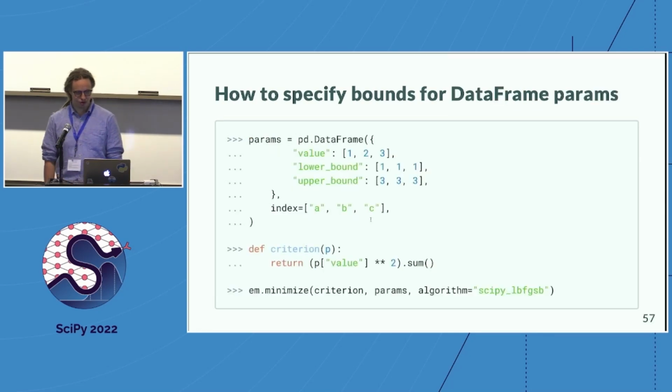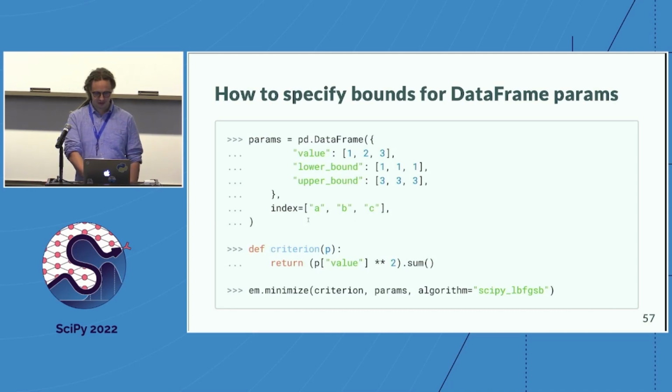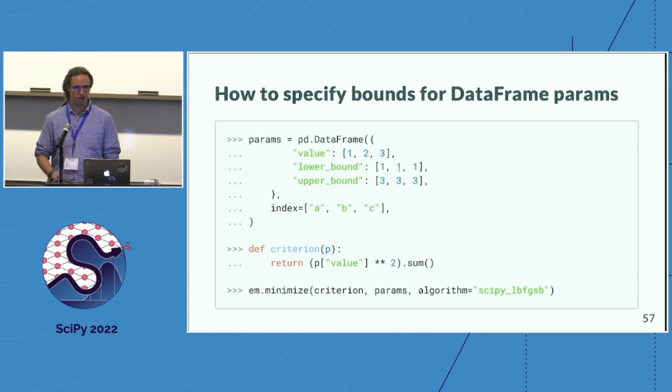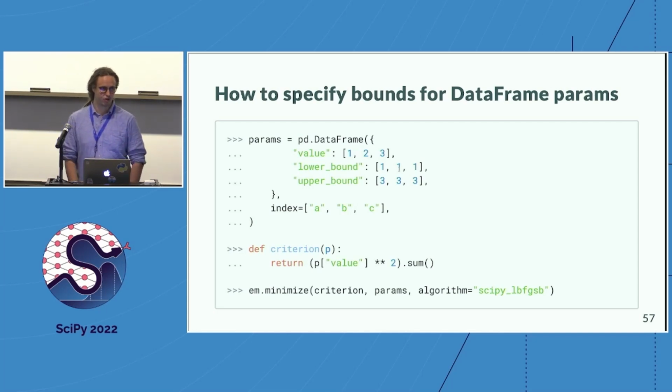If you have your parameters in a data frame, you can bundle the bounds and the values together. So the value column of that data frame contains the parameters you're optimizing over, and the lower bound and upper bound columns contain the bounds. And again, you can use nans or infs to specify that some parameter has no bound.